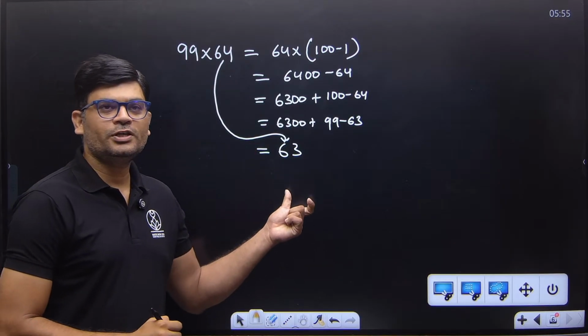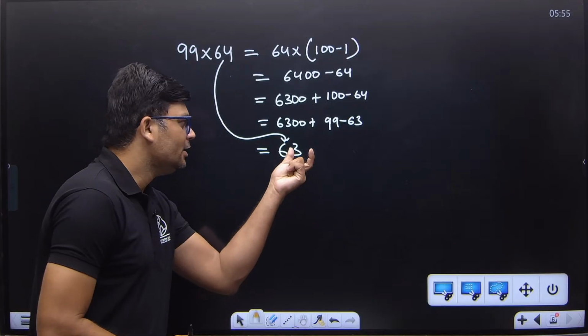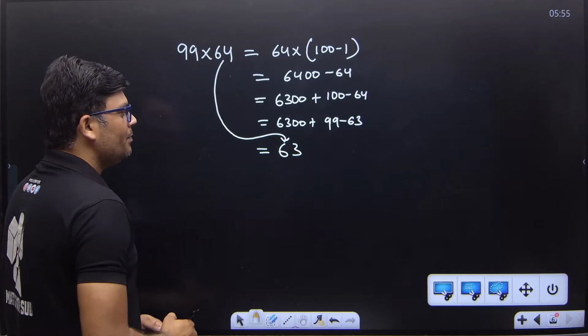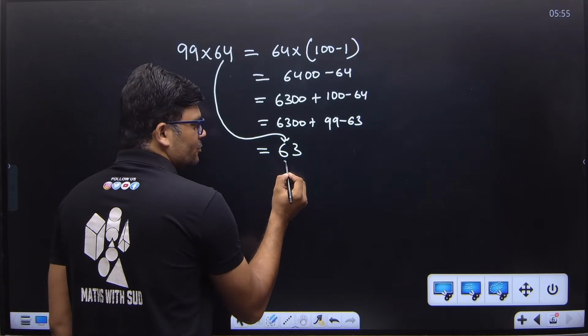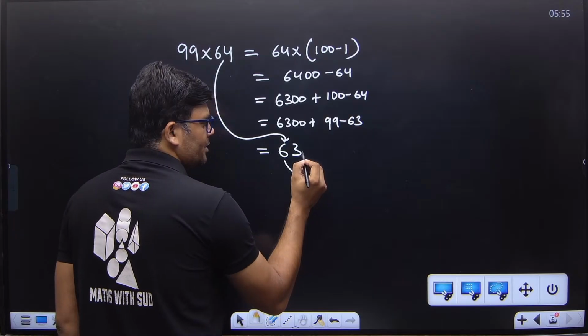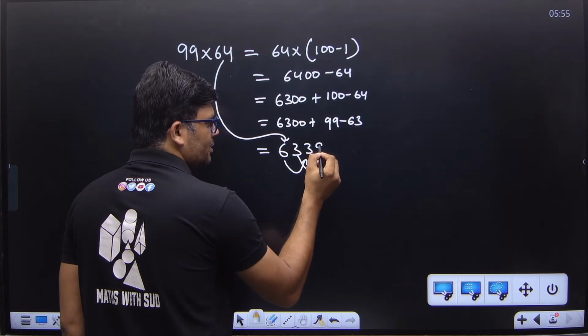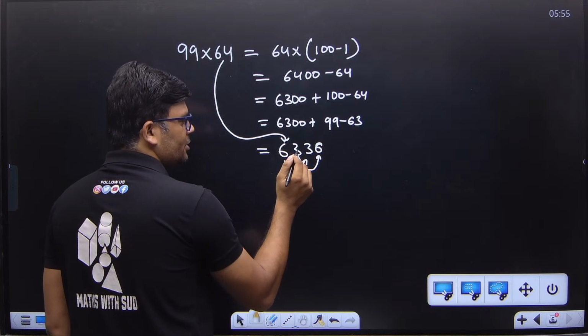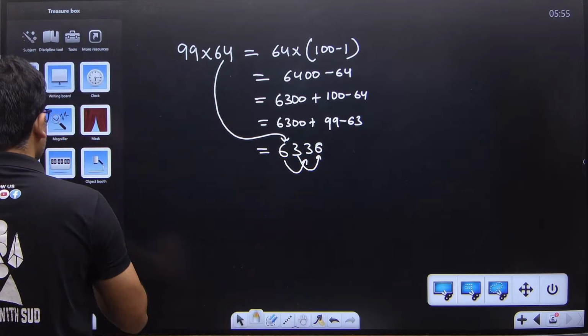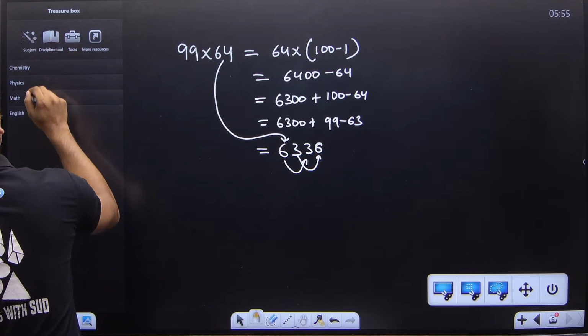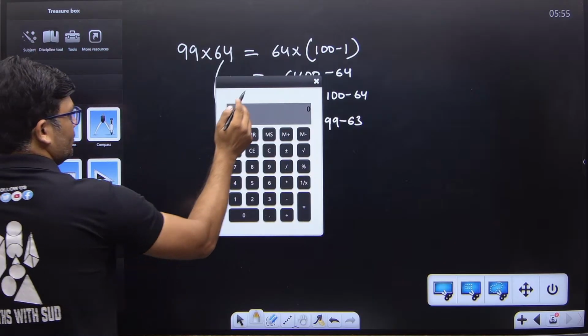The first two digits are reduced by 1, and the next two digits you will get by subtracting, just making it 9. So 6, what should be added to make 69? So 3. And what should be added to make 39? So 6. So the answer is 6336. Are you getting it?